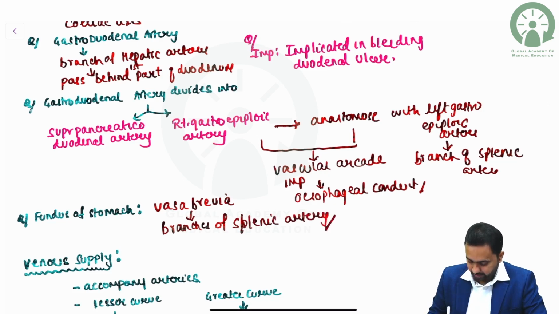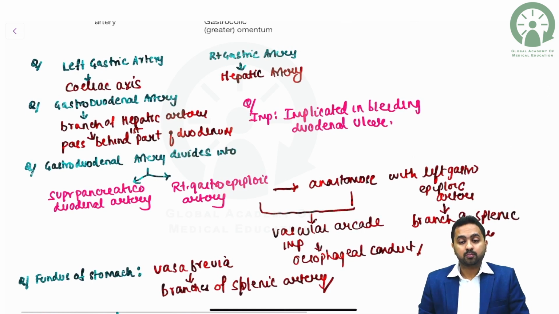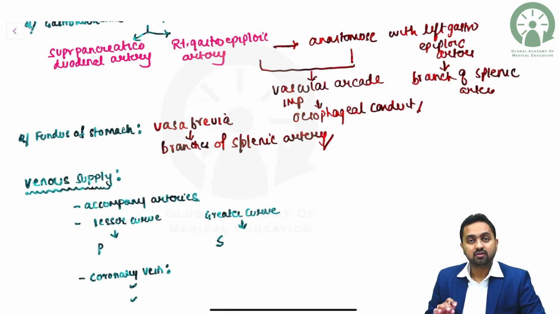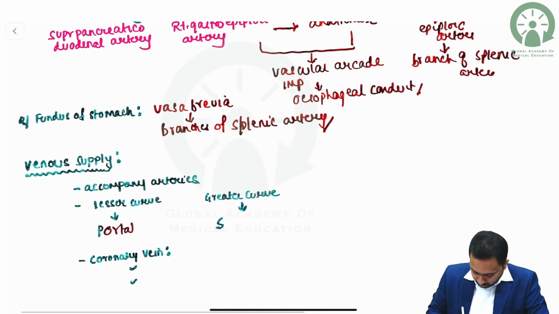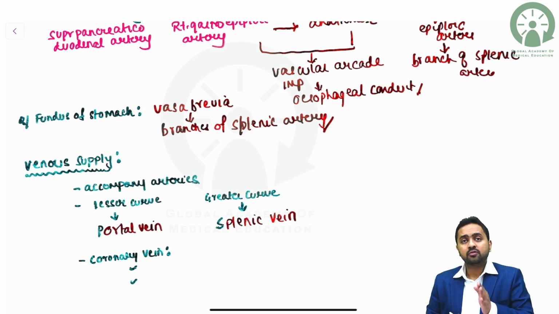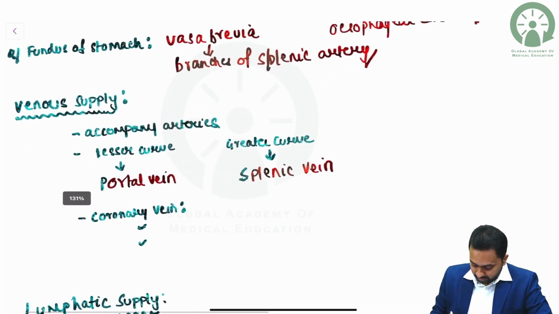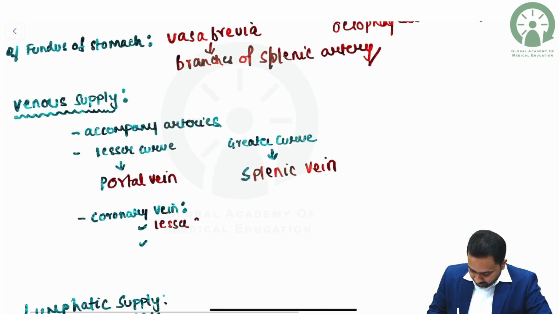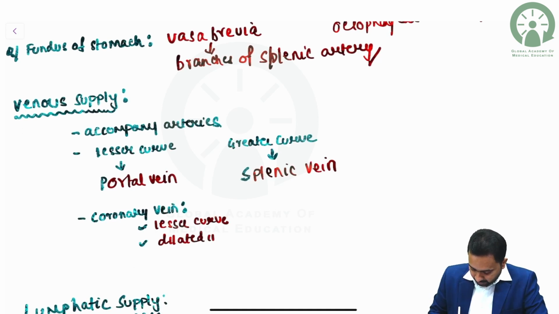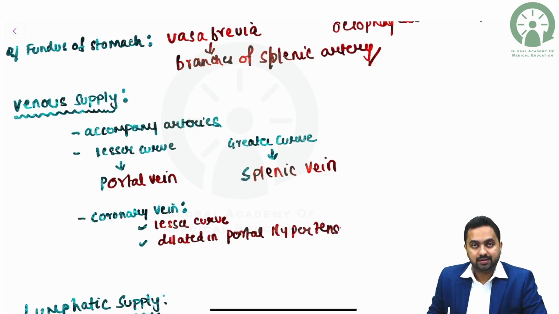So there are a few important points which I want you all to remember in the blood supply of the stomach. Now regarding the venous supply, they accompany the artery. The veins along the lesser curvature drain into the portal vein, while those along the greater curvature drain into the splenic vein. Then a vein of paramount importance over here is the coronary vein that lies on the lesser curve, right? So why? Because they get dilated in portal hypertension. So the importance of your coronary vein is that they get dilated in your portal hypertension.